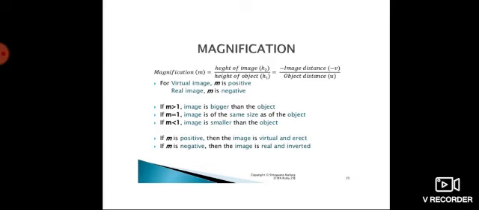So the final conclusion is: m positive means the image is virtual and erect. If it's a virtual and erect image, it is a convex mirror. And if m is negative, what does it mean? The image is real and inverted. And which kind of mirror normally forms a real and inverted image? It is your concave mirror. Is that clear, children? Okay.